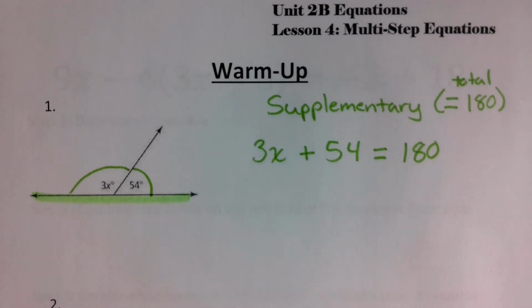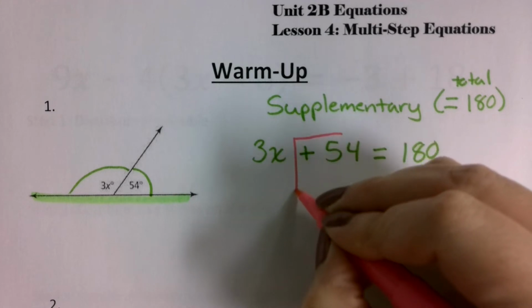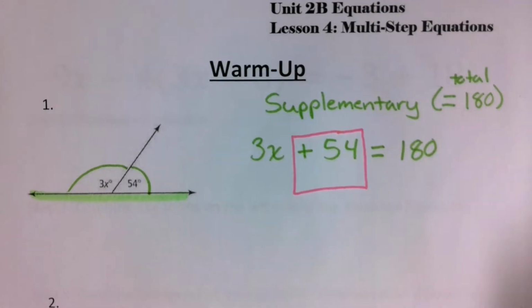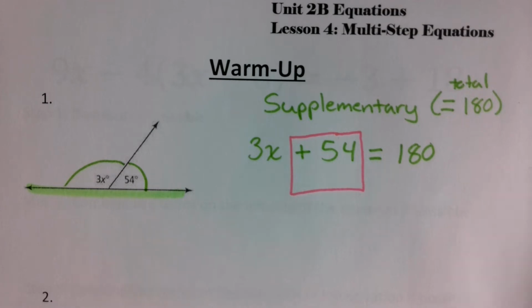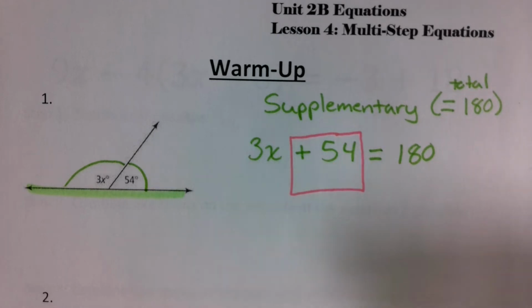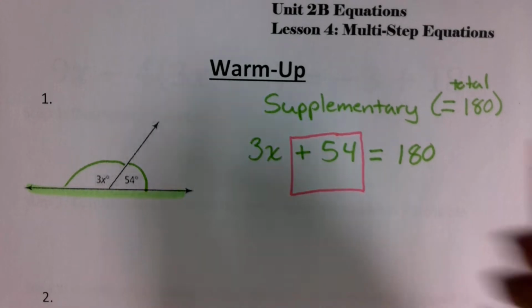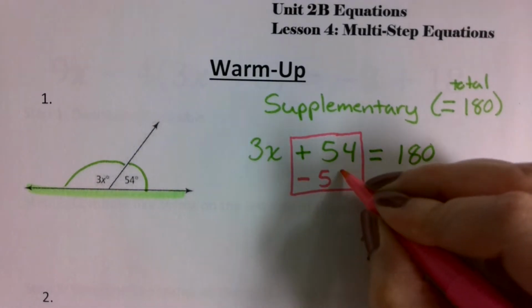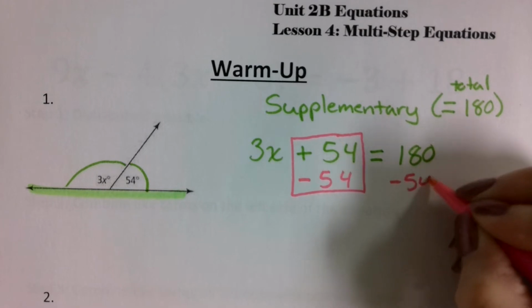So remember, the first thing that we always want to do when it's a two-step equation is identify the constant. What value up here is my constant? Which value is my constant, Kyle? 54. It is a positive 54, so we're going to put a box around the positive 54. So that tells me to do the opposite of positive 54. What is the inverse or the opposite going to be there, Azariah? Subtraction.